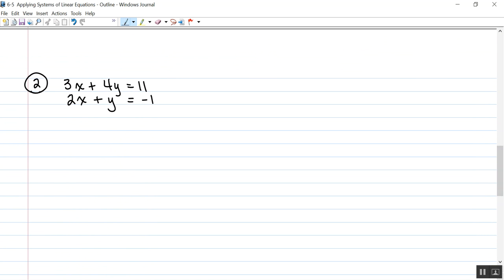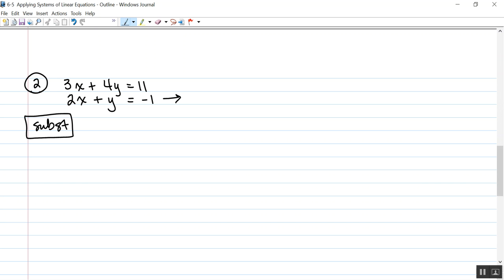My next example here is 3x plus 4y equals 11 and 2x plus y equals -1. I kind of like the fact that there's just a y all by itself here. I think I'm going to use substitution for this one, because what I'd like to do is take this second equation and solve it for y.